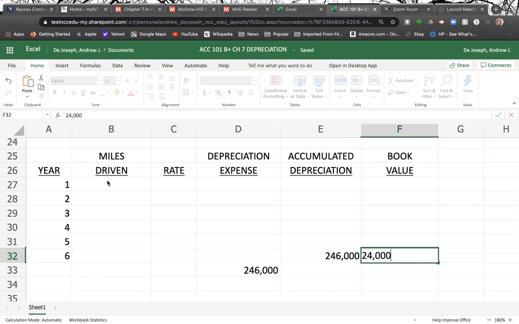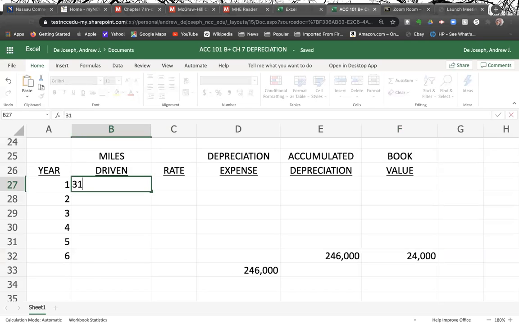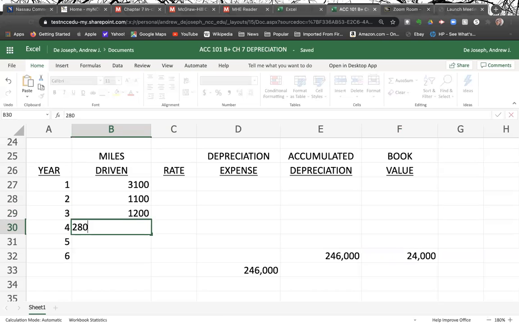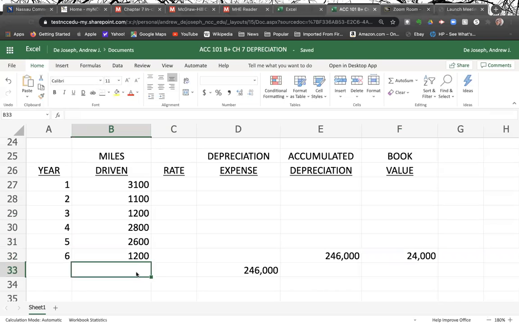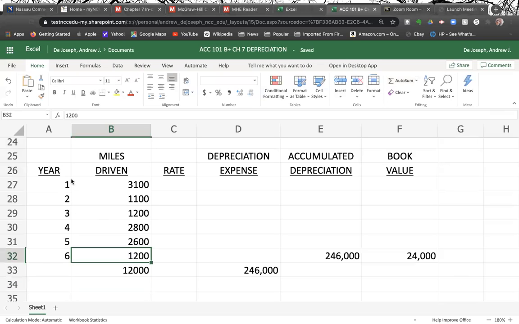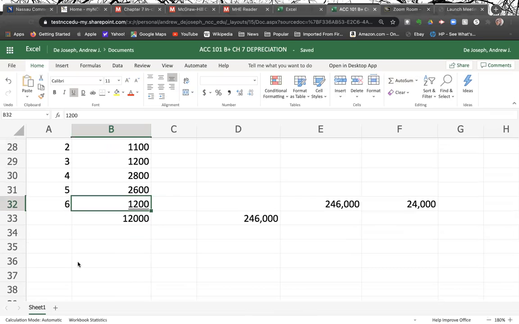The miles driven, right? They gave us 3,100, 1,100, 1,200, 2,800, 2,600, 1,200. Now, what I'm going to do is I'm going to add them together just to make sure I copied them right. 12,000, right? So that should come out to be 12,000.